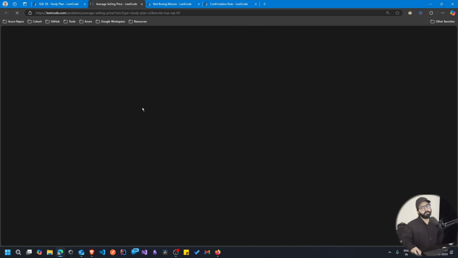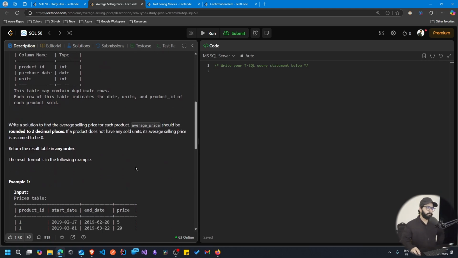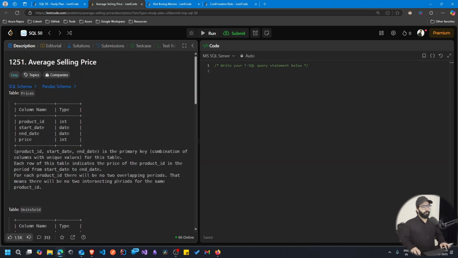Oh, one more. Average selling price. Okay, we have one more question called average selling price. Here we have prices and units sold. Prices has product ID, start date, end date, price, and these three columns make a primary key. Each row indicates the price of product ID in the period from start date to end date. For each product ID there will be no overlapping periods, that means there will be no two intersecting periods for the same product ID.